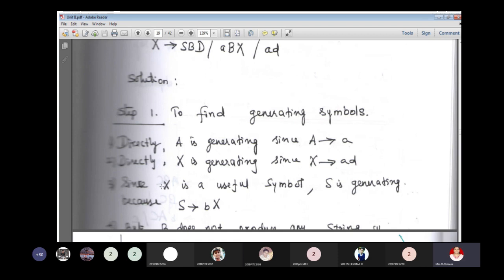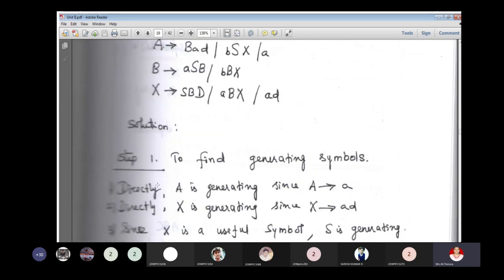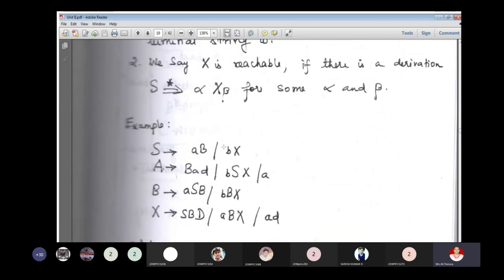Since X is a useful symbol, S is also generating, because look here, you have Bx. So this X can be replaced with AD. So S is able to derive a terminal string, BAD. Okay. So what is the conclusion we have got? This A is straight away generating, X is generating, S is generating.